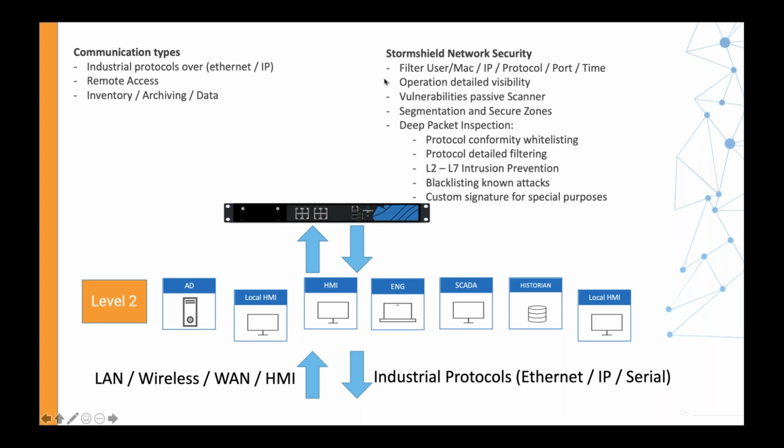The same thing when you look at the communication types at this level: you will find industrial protocols over Ethernet IP. Remote access may be another thing that is provided here, and inventory archiving for the historian data as well. Again, on the right side, you can see all the Stormshield capabilities at this level as well.